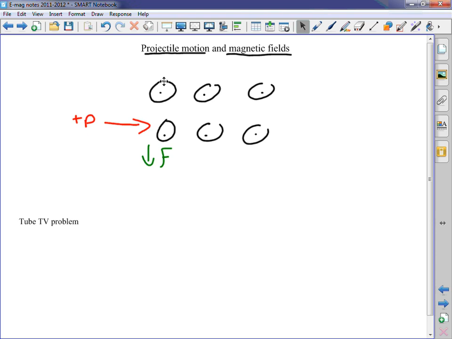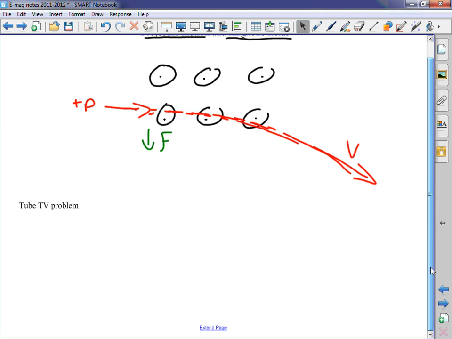And so the path of this proton is going to be something like this. It's going to curve inside the magnetic field here, a projectile motion like thing, until it exits the magnetic field and continues on with a constant velocity in whatever direction it's going at that point in time. So now this leads me to the application of this problem.